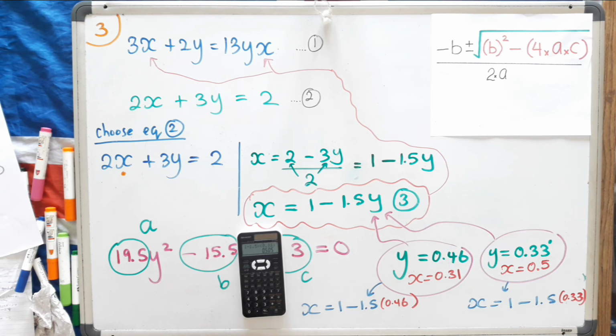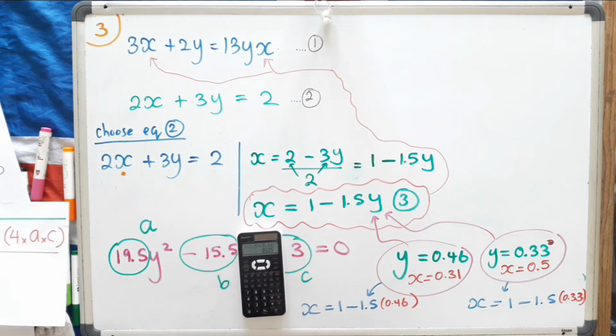So, I'm not too sure if you all know how to check your answers if they are correct. I'm going to show you how to check your answers. Here, when y is 0.46, we get x as 0.31. And when y is 1/3, remember I rounded this off, this is really supposed to be 1/3. X is supposed to be 0.5.